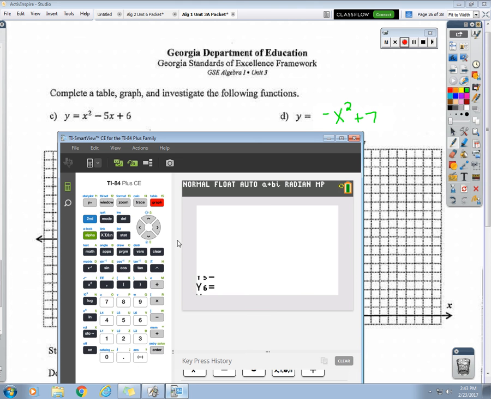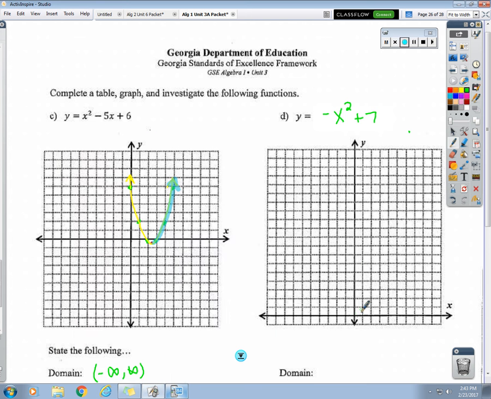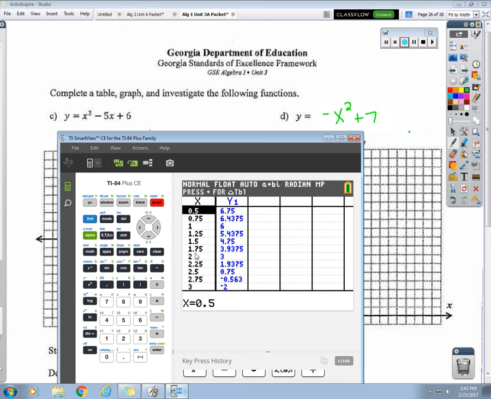Okay, look when I graphed it. Didn't it go up 7? And then it opened down? Okay, to get some of the other points on it, I'll go to the table. Mine's set to 0.25s. I'll just leave it there for now. So let's say 1, 6 is a nice point. Right 1 up 6. 2, 3.